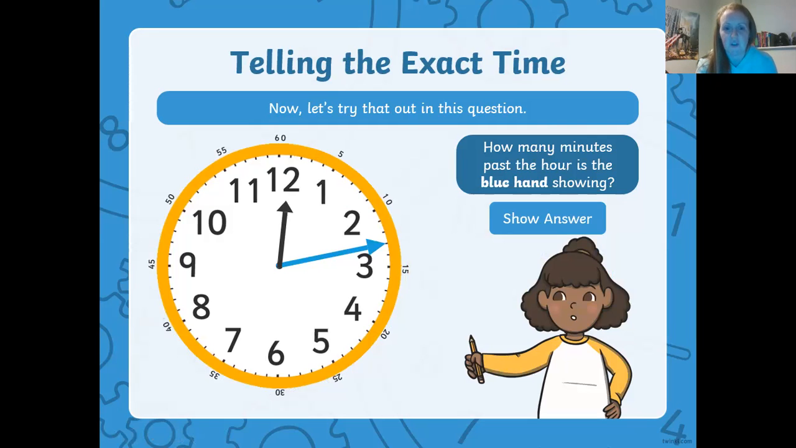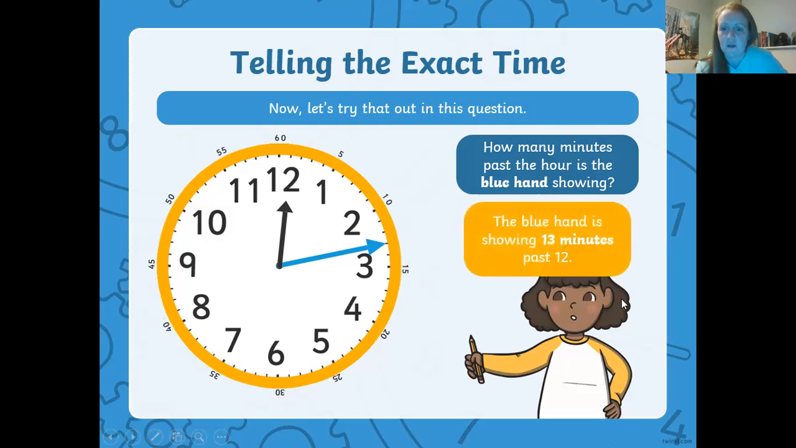Okay, well done. So if I was looking at this, my hour is still 12, and I make it 13 minutes past 12. Let's see if we were right. The blue hand is showing 13 minutes past 12. And if I was going to write that on a digital clock, I would write 12:13. 13 minutes past 12, 12:13. Well done if you got that one right.